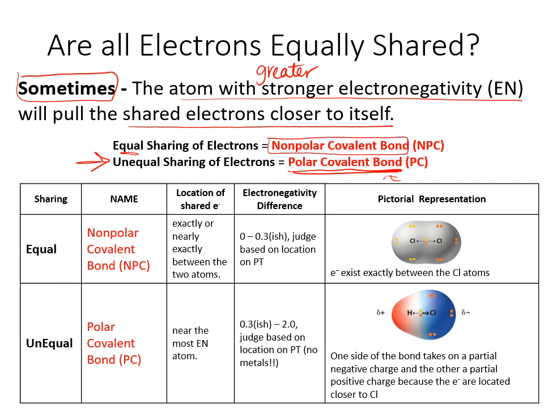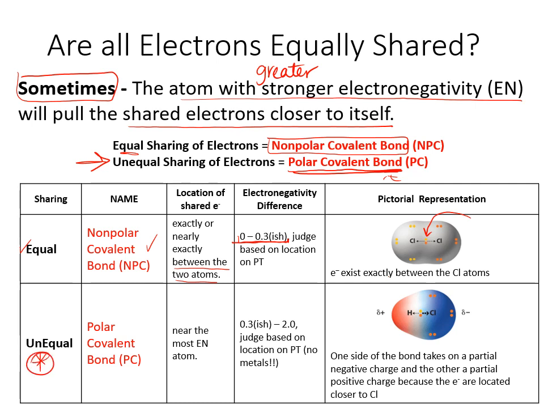So let's look at this chart. In the sharing, if they're equal, it's nonpolar covalent. The electrons are located almost exactly between the two atoms, kind of right in the center. You can see on this picture, the two shared electrons are right in the center. They're equidistant from each nucleus. We're going to look at electronegativity differences in a moment, but any electronegativity difference of 0 to 0.3, sometimes people fudge to 0.4, so just be careful. You're going to want to judge based on the location on the periodic table. That is a nonpolar covalent bond.